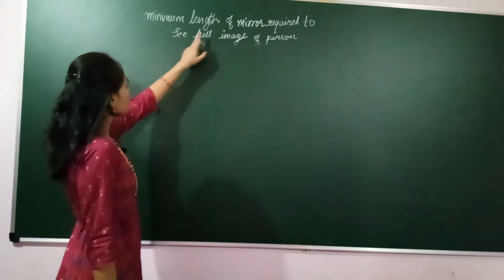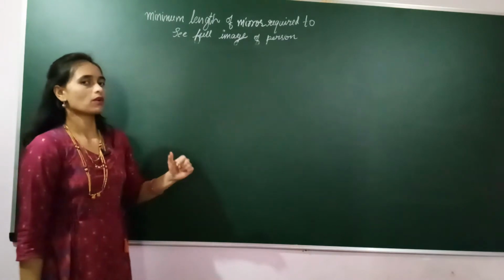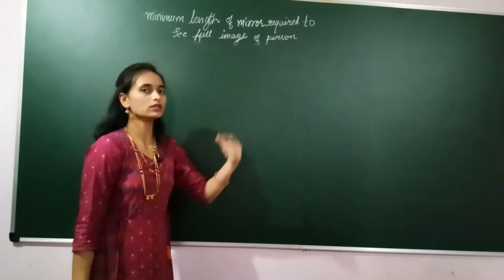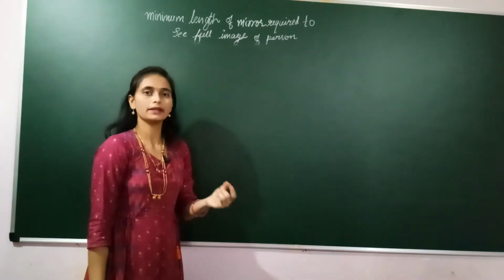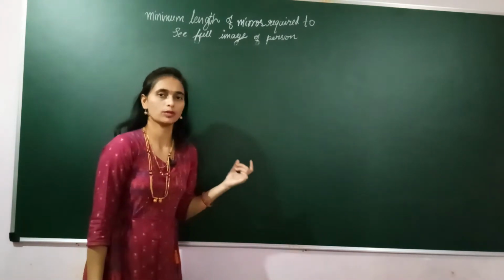What is the minimum length of mirror required to see the full image of a person? If we want to see the full image in the mirror, what must be the height of the mirror? For that, we will do the calculation with the help of geometry.